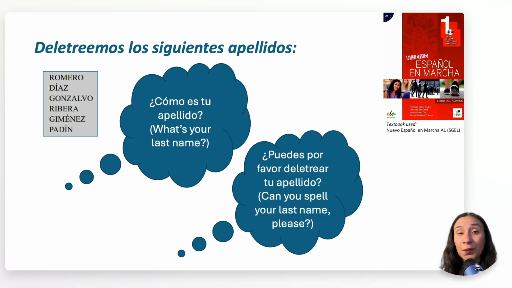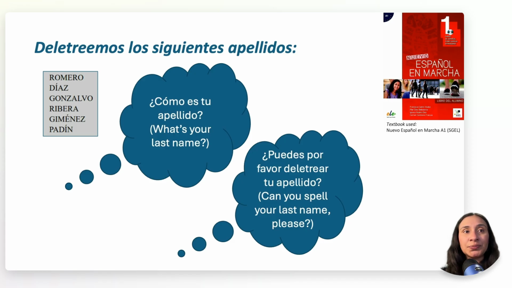C-A-T-T-A-N. It would be good if you write it down. It's another activity you can do. Now, what about you? What's your last name? ¿Cómo es tu apellido? ¿Cuál es tu apellido? ¿Puedes, por favor, deletrearlo? Do it. I invite you to do all the activities so you can learn while you're watching this video.